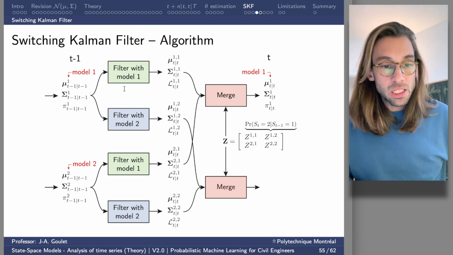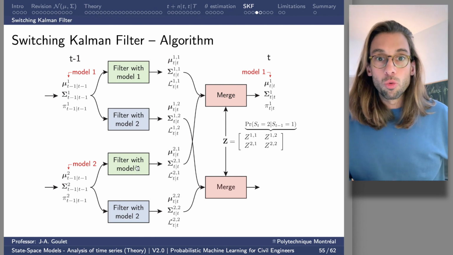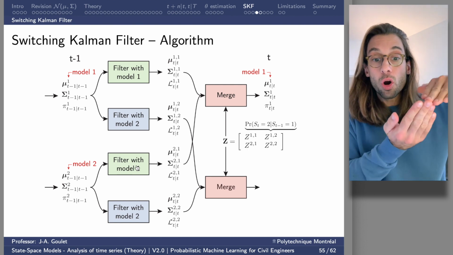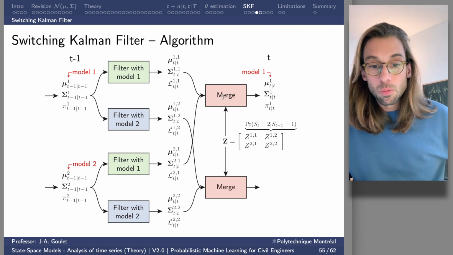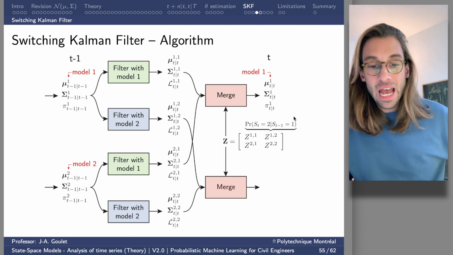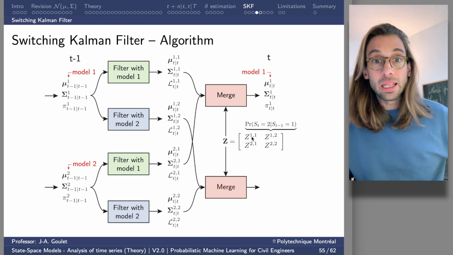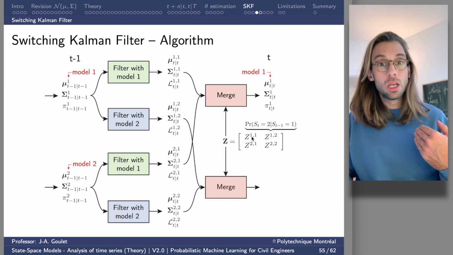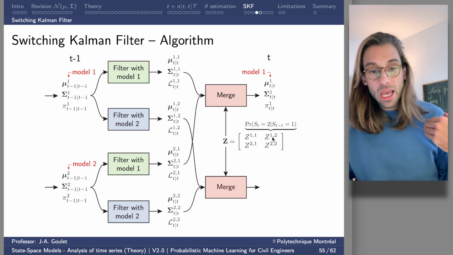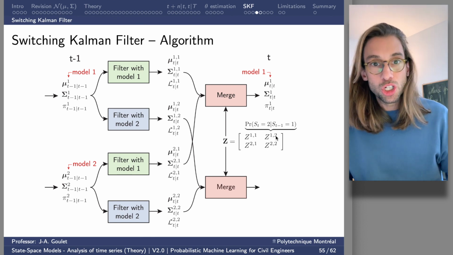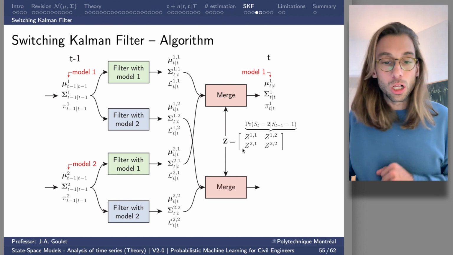So all the possibilities that transit through the same model, we're actually going to combine them together. We're going to join them together to obtain a single expected vector, single covariance, and single probability, where this merge step takes into account the likelihood of each path and the prior probability encoded in that Z matrix of being at time t minus 1 in regime 1 and transiting to regime 1. The probability of being at time t minus 1 in regime 1, transiting to regime 2. And we have all combinations here.